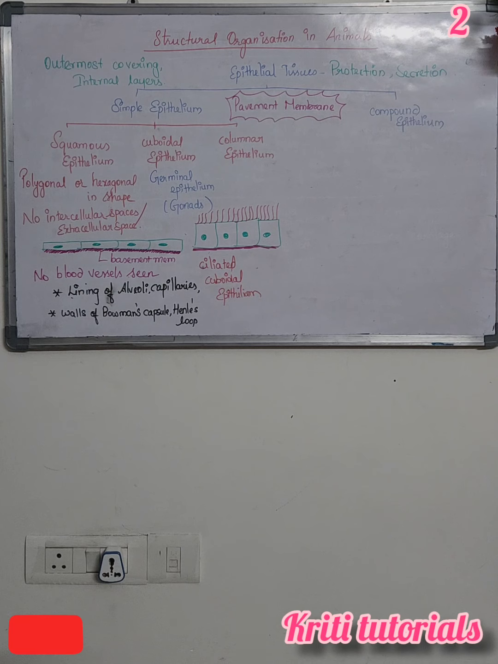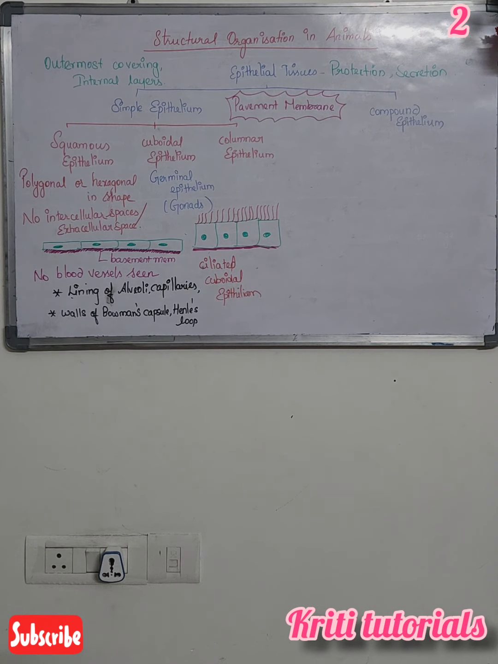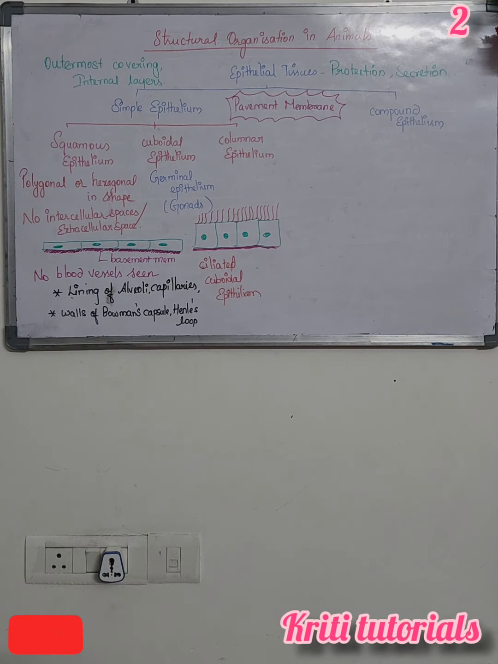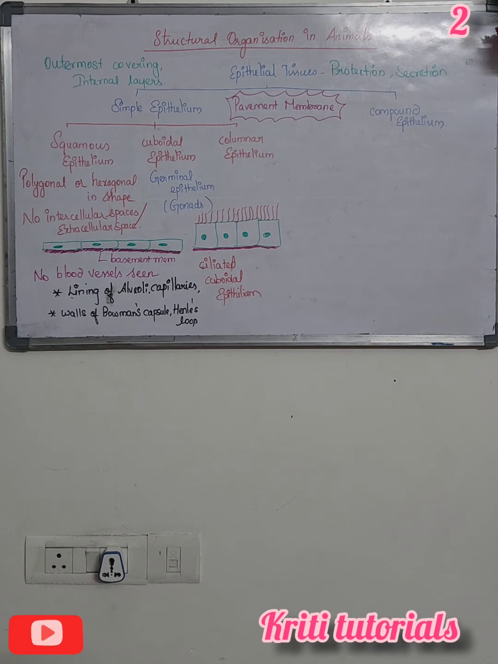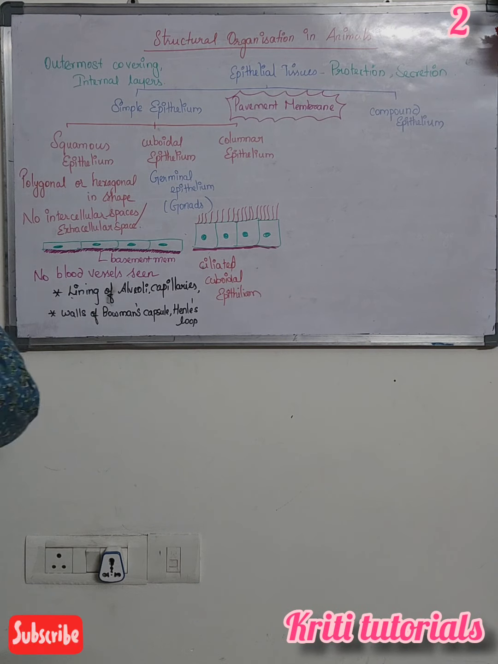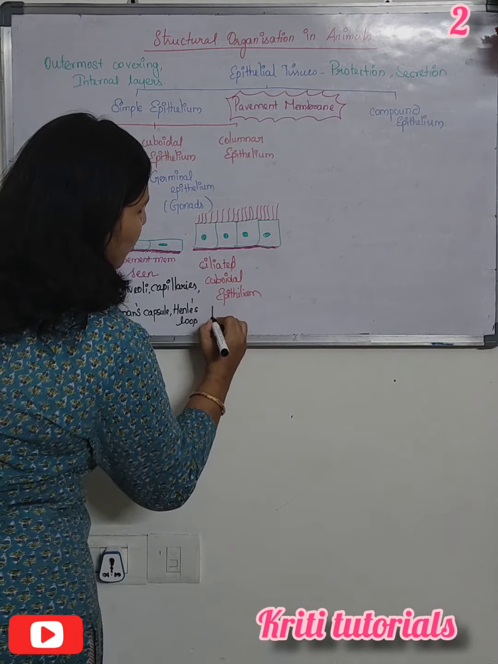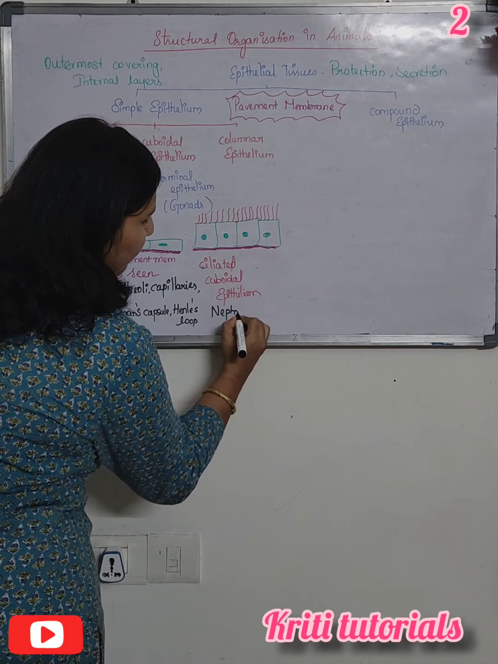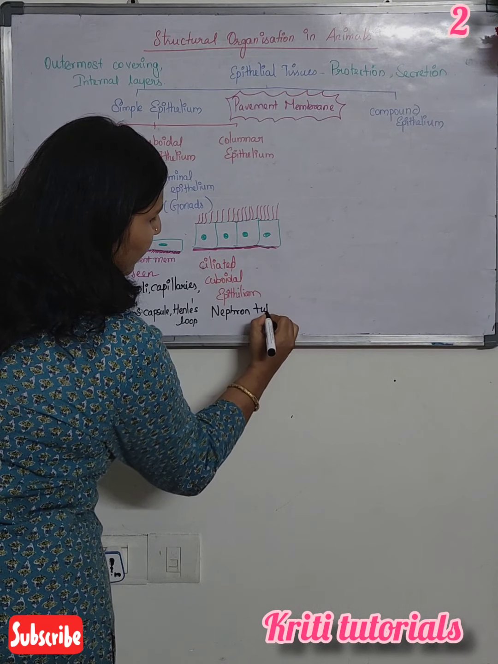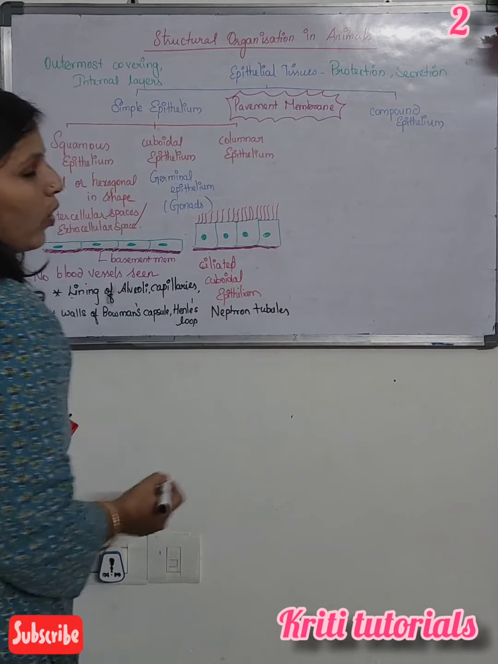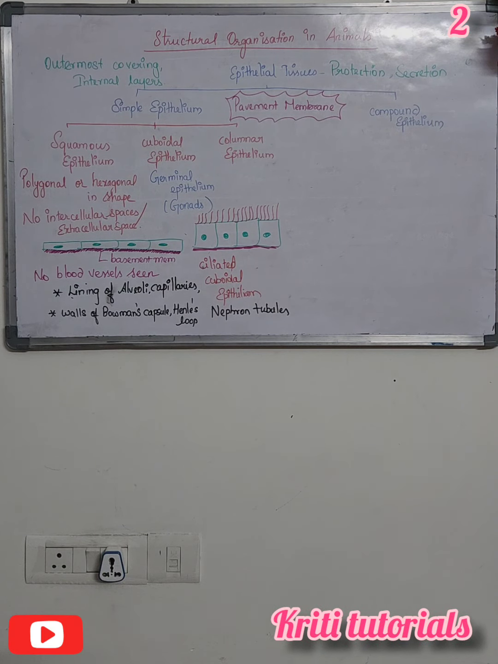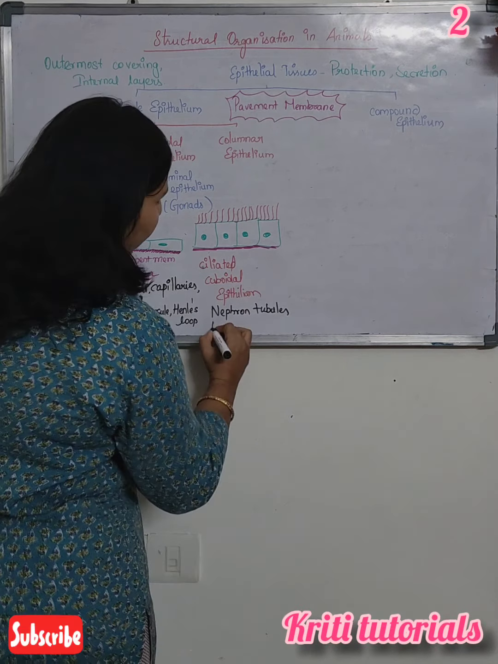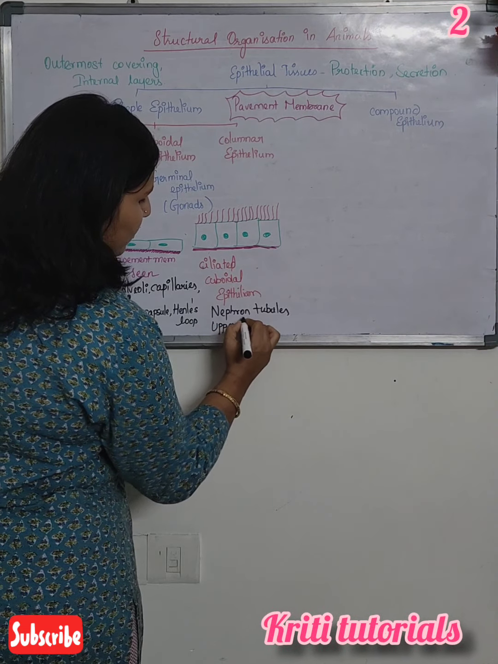Clear? Then coming to the location, they are present in the tubules of nephrons. So what are nephron tubules? Nephron tubules are the PCTs and DCTs. They are present in the nephron tubules, and they are also present in the upper respiratory tract.